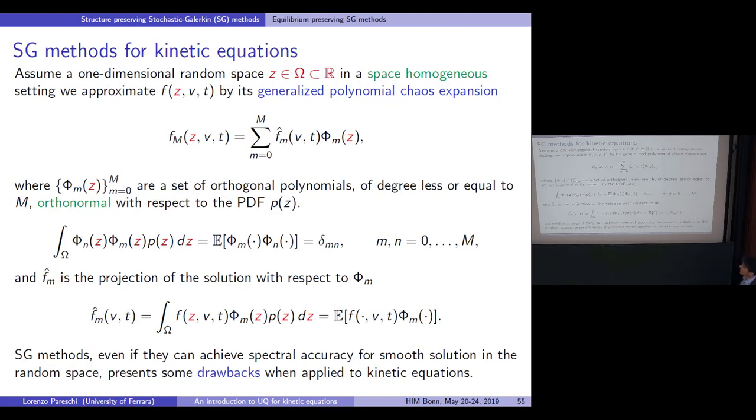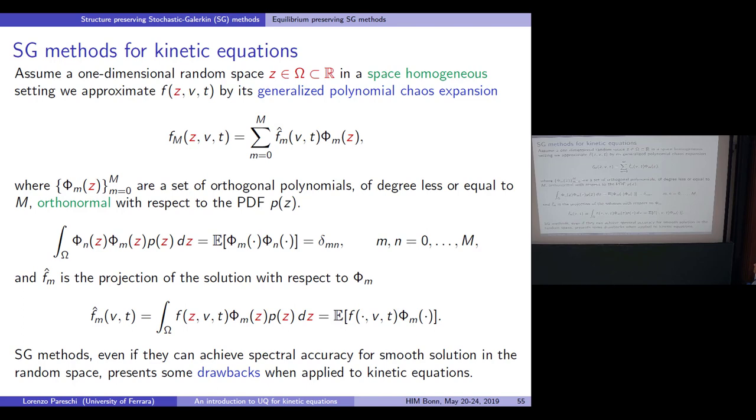Stochastic Galerkin method: this slide just recalls things that we have already seen in the first lecture, but I'm writing this down in a specific case of a kinetic equation, using consistent notations. Just to fix the idea, let's consider again a space homogeneous setting, so that f depends just on the velocity, and we have the generalized polynomial chaos expansion, which is the expansion with respect to stochastic orthogonal polynomials for f that is written down here, where these phi m are our set of orthogonal polynomials of degree less than m, which we assume to be orthonormal with respect to our probability density function of the random variable.